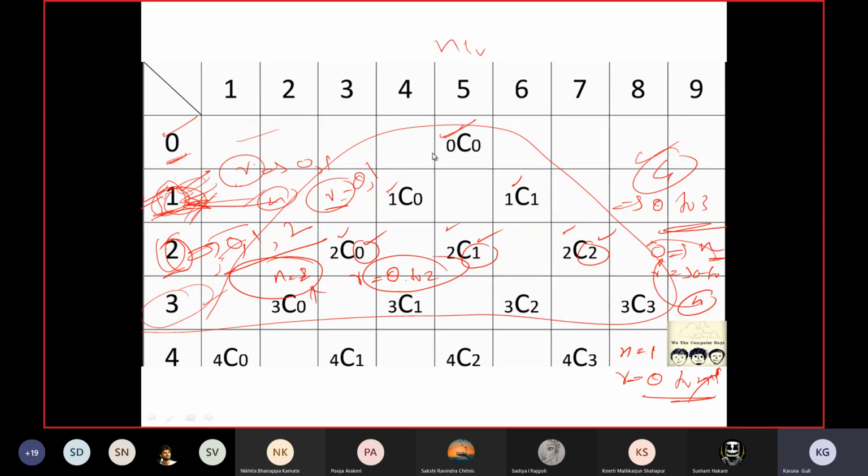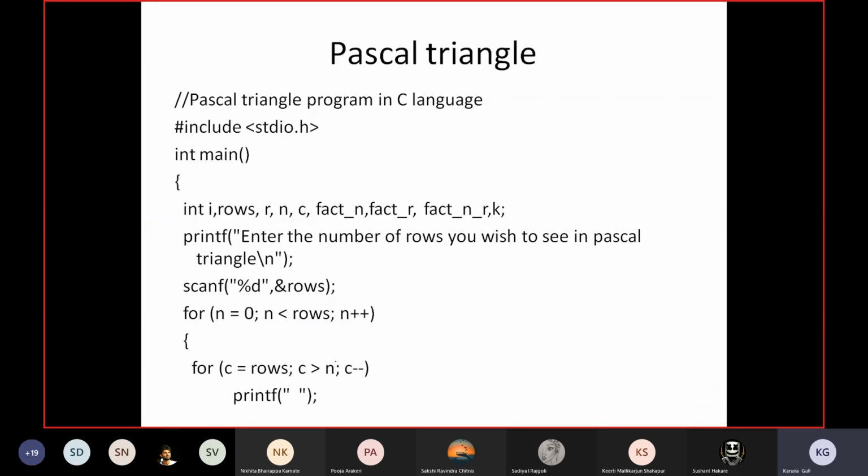Is this okay, students? Afterwards, whatever calculation you have done, I'll be writing the same thing. So shall we begin with the program now? Shall we move towards the program? Yes, ma'am. Okay, I'll go ahead with the program now.